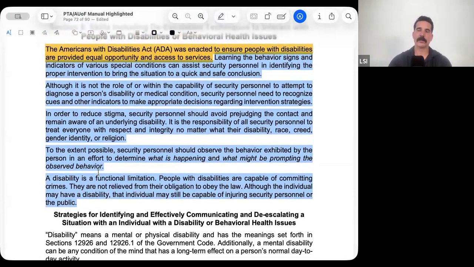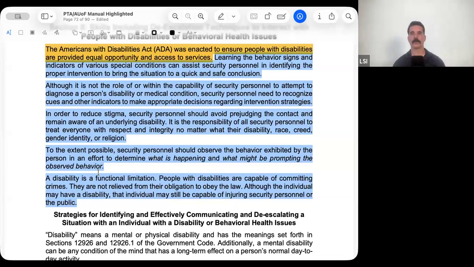Learning the behavior signs and indicators of various special conditions can assist security personnel in identifying the proper intervention to bring the situation to a quick and safe conclusion. Although it is not the role of or within the capability of security personnel to attempt to diagnose a person's disability or medical condition, security personnel need to recognize cues and other indicators to make appropriate decisions regarding intervention strategies. In order to reduce stigma, security personnel should avoid prejudging the contact and remain aware of an underlying disability.